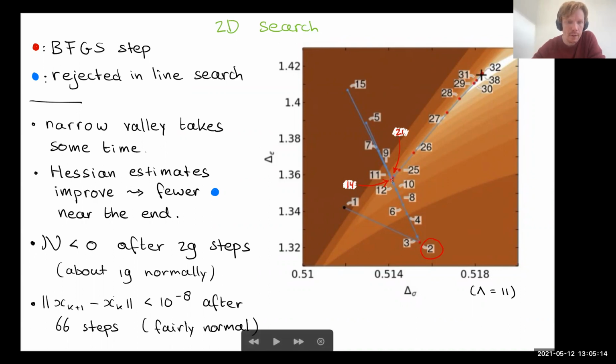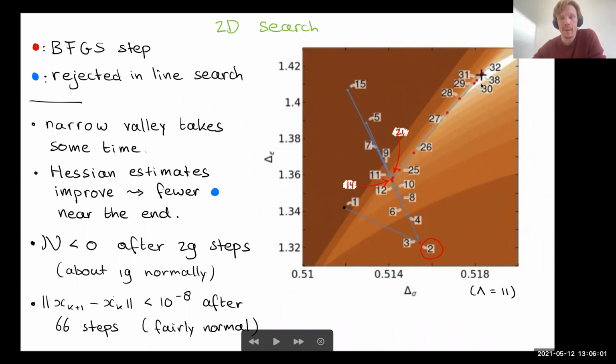And you see that this function has a very narrow valley, and that just takes time. I think this is unavoidable. But you see the Hessian estimates improve because you have a lot of blue points at the beginning. But at some point here, 25, 26, 27, 28, 29, these are all red points. So here the Hessian, the quadratic model, seemed to be accurate because every step was accepted by the line search. And this is very typical for BFGS algorithms. So the model just performs better and better the more iterations you have. And it took us 29 steps here to find a feasible point where the navigator function is negative. This was slightly longer than usual. We've done a bunch of these runs, and in this case, it took about 19 steps normally.